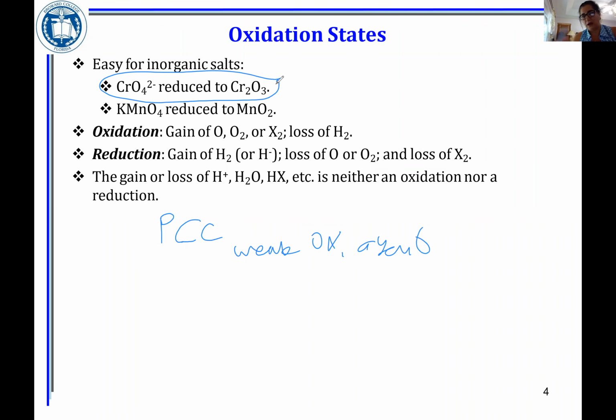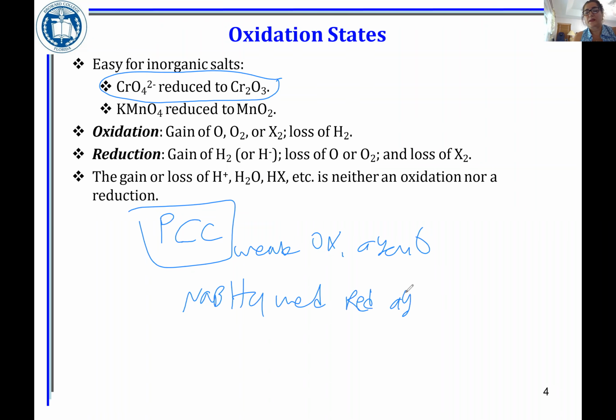But we don't use that a lot here. We use a lot of PCC for controlled oxidation because it's a weak oxidizing agent. We use a lot of sodium borohydride when we want to reduce an aldehyde or ketone. This is a weak reducing agent. We use lithium aluminum hydride as a strong reducing agent. We use hot permanganate as a strong oxidizing agent.